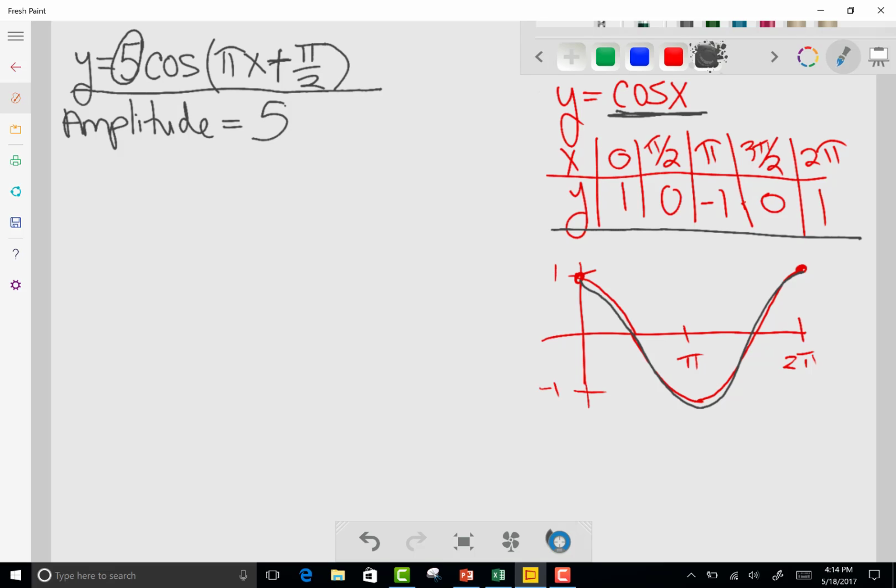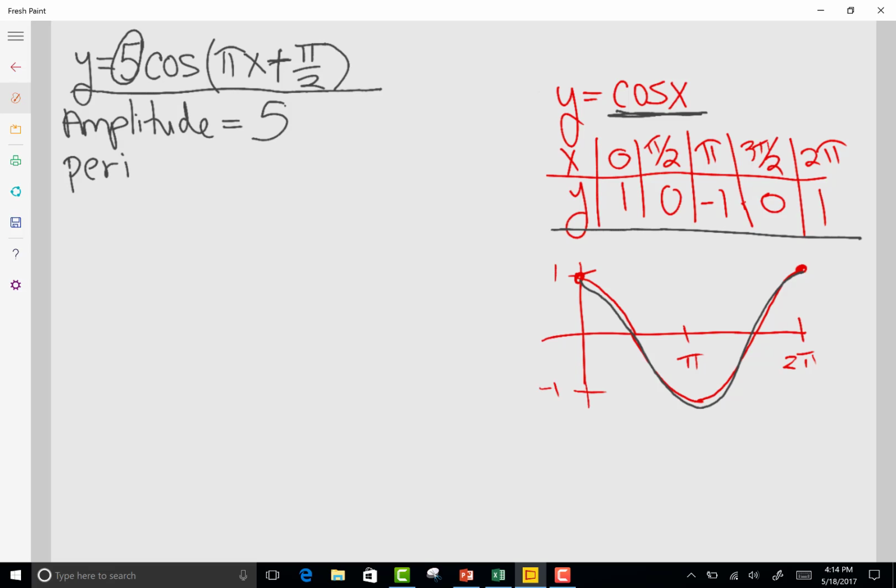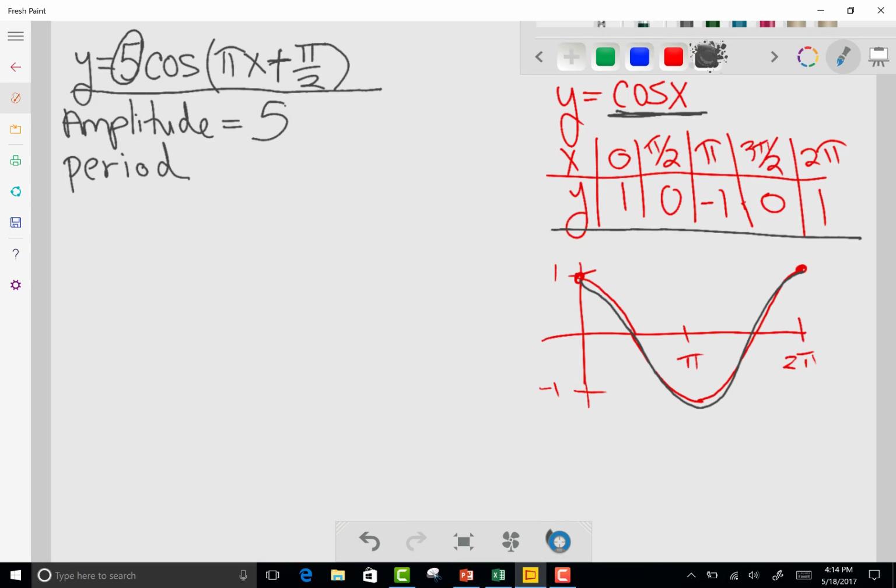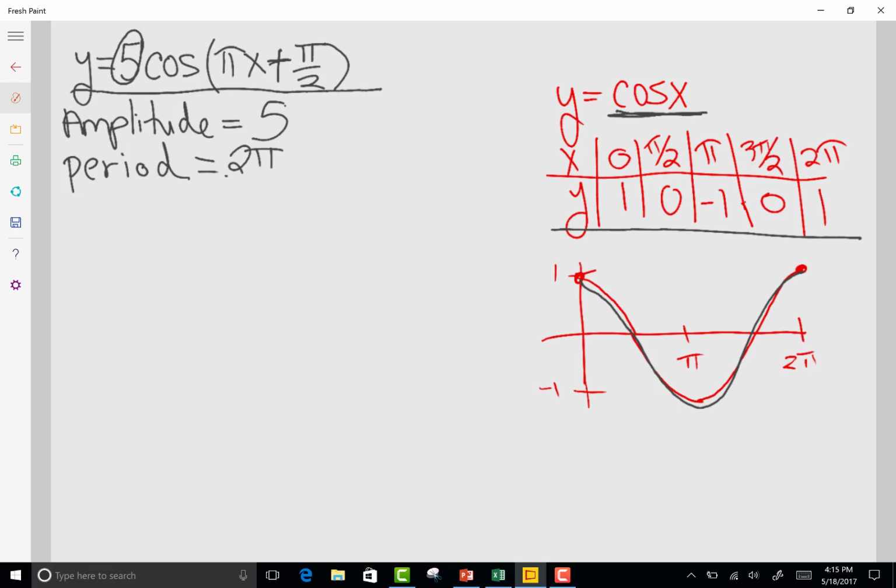Okay, the next thing we want to find is our period. To find the period of a translated function, we take the period of the mother function and divide by the value of b. Since our mother function is cosine, and the period of our cosine is 2 pi, I'm going to take 2 pi divided by b. In this case, our b is pi.